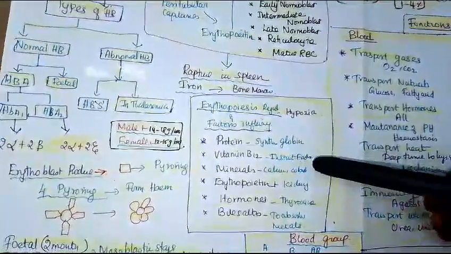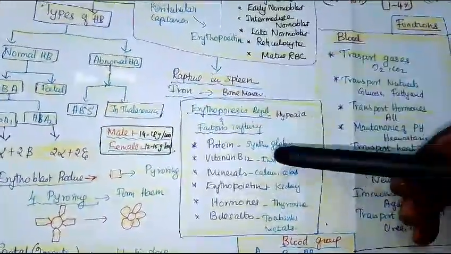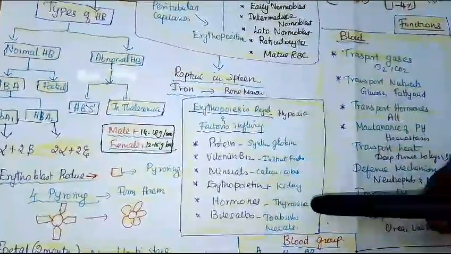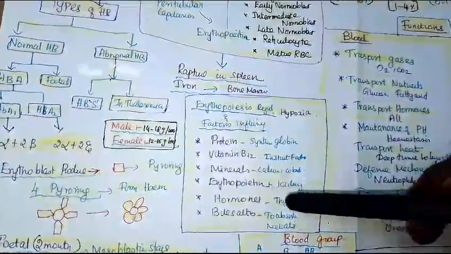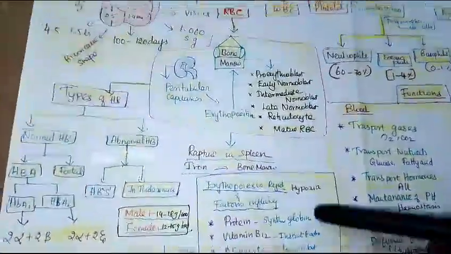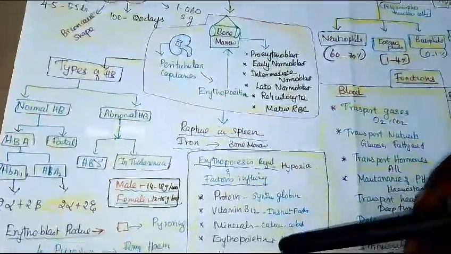Minerals you need, calcium, cobalt, like that. And the hormone erythropoietin is essential. With any kidney problem, it cannot be produced. Thyroxine is very much important, and bile salts are also very much important. So this is how these RBC elements are produced.